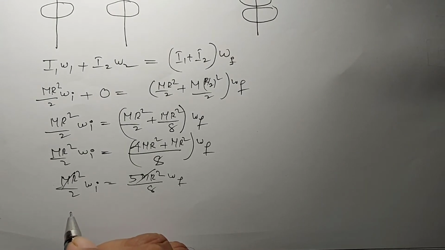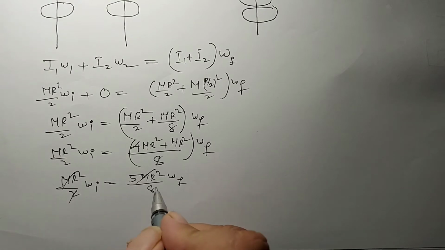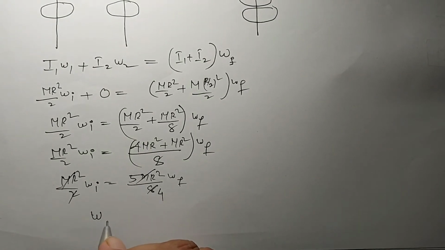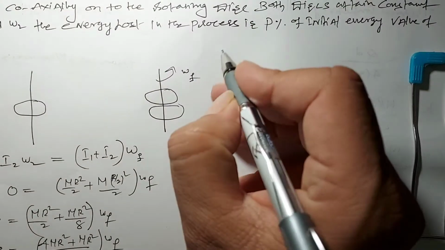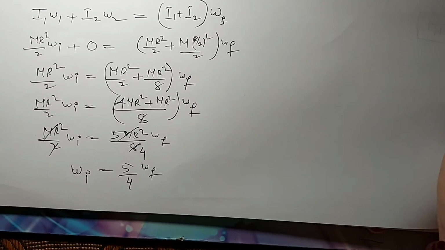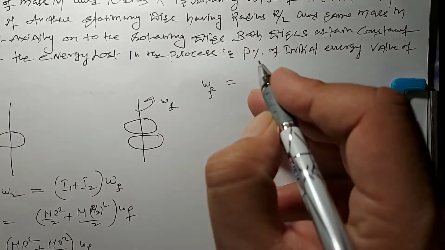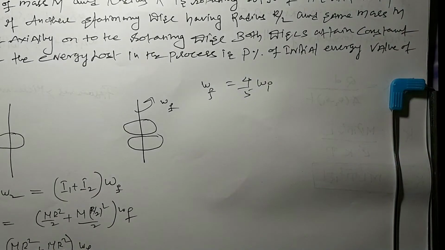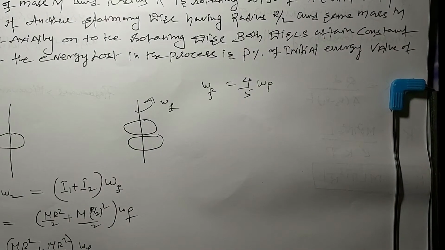So here 2 cancel in 4 times. So omega I is equal to 5 by 4 into omega final. Now omega final is equal to how much? Here 4 by 5 omega initial.